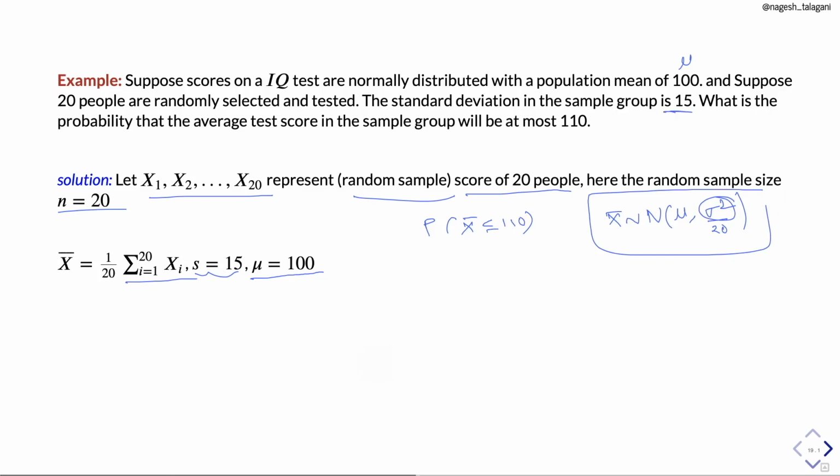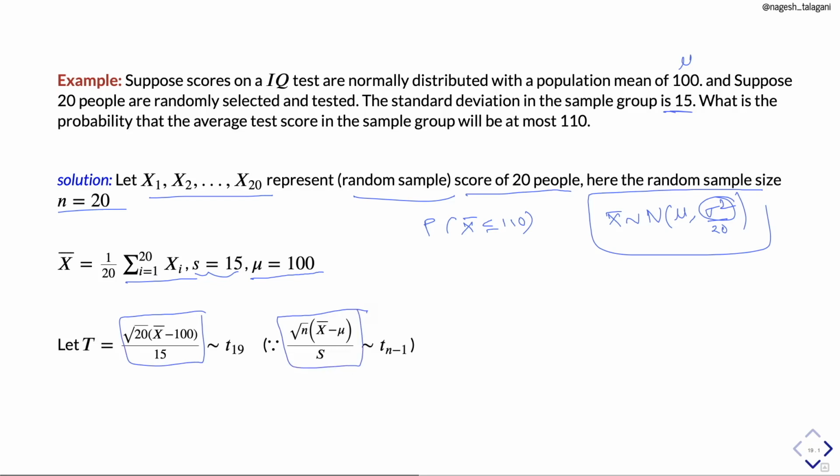So if I consider the random variable t, which is root 20 times (x bar minus 100) by 15, this looks like root n times (x bar minus mu) by s, which follows the t distribution with n minus 1 degrees of freedom. Here n equals 20, so this t will follow the t distribution with 19 degrees of freedom. So to answer this question, I'm going to use the t distribution with 19 degrees of freedom.